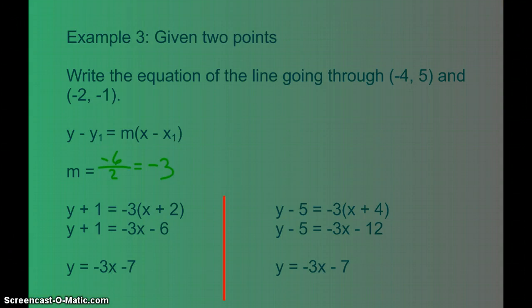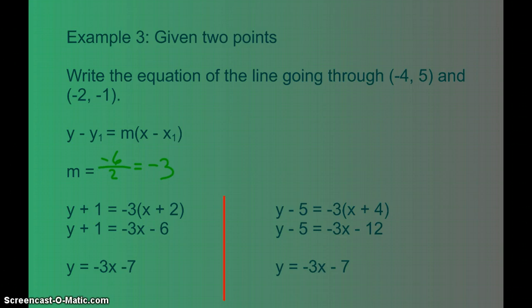Our final example is going to add one more step, writing a linear equation from 2 points. So if you're given these 2 points, -4, 5, and -2, -1, and you're asked to write the linear equation of the line that goes through those 2 points, you notice we now have a problem. We look at our formula, y minus y1 equals m times x minus x1. We can't plug 2 points into that formula. What we need is a slope in order to be able to do that.